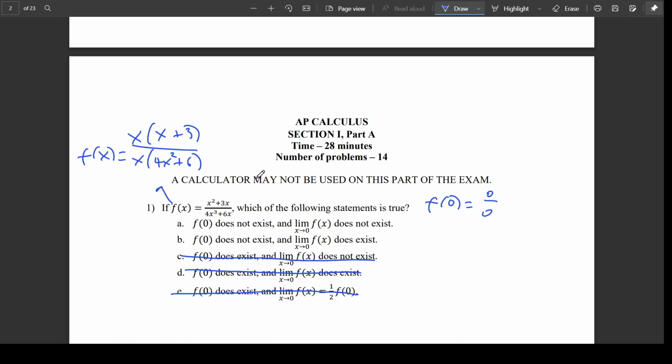So the limit does exist at x equals 0, because it's going to approach the same number from both sides. That exact point, f of 0, doesn't exist, but it's still approaching the same thing from both sides. So the limit does exist, but the actual value does not exist. So the correct answer here is B. So we're going to go with that.